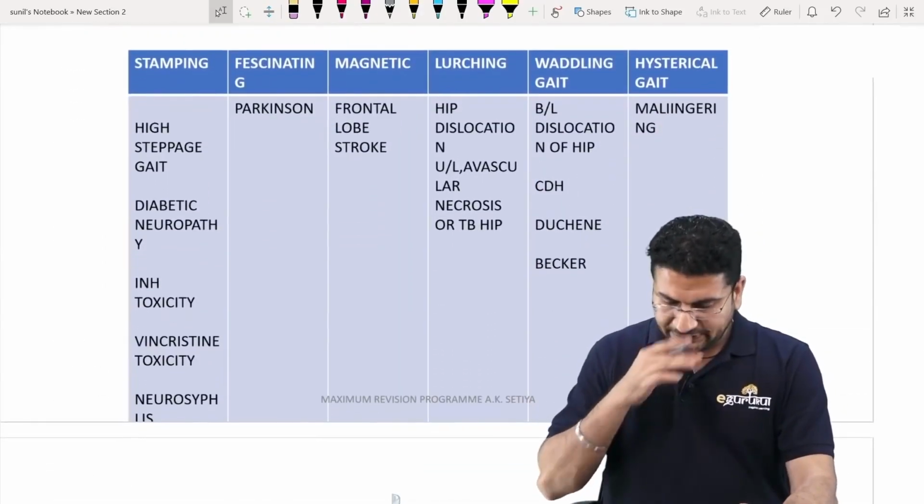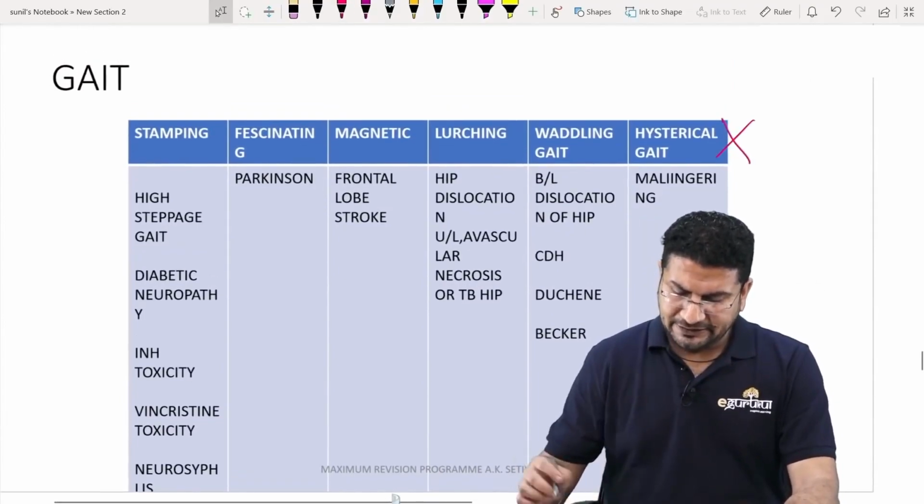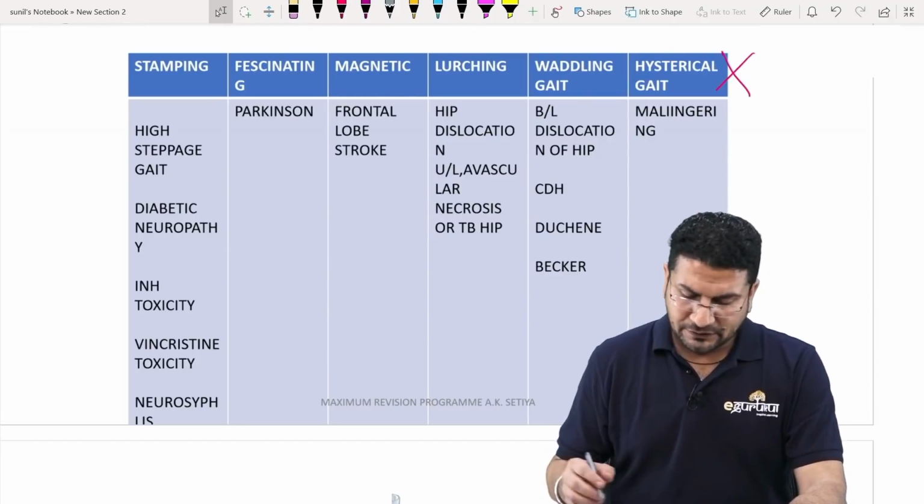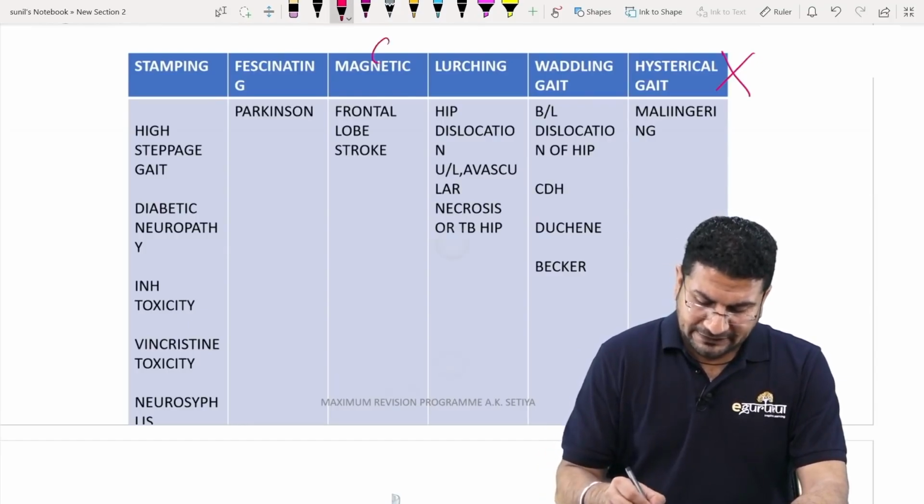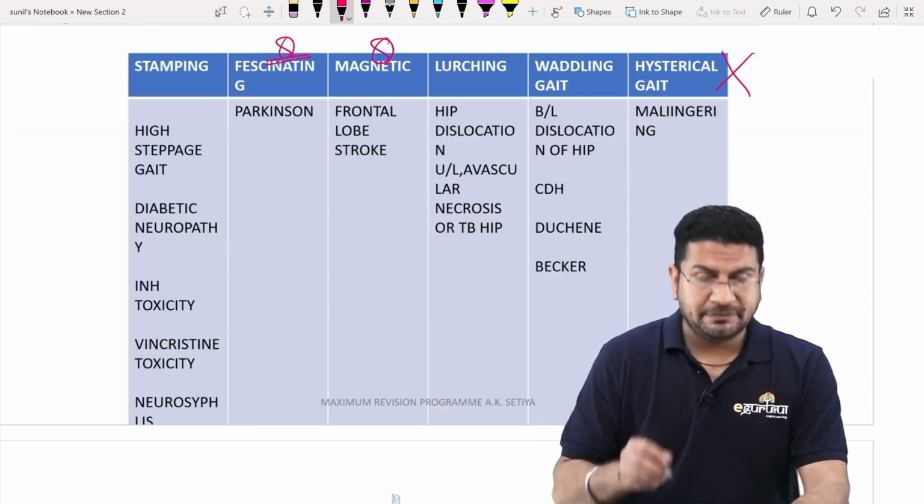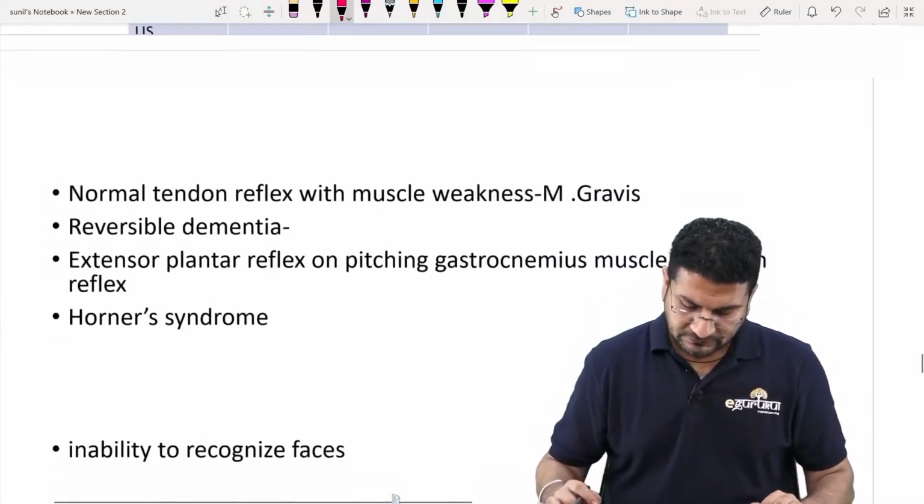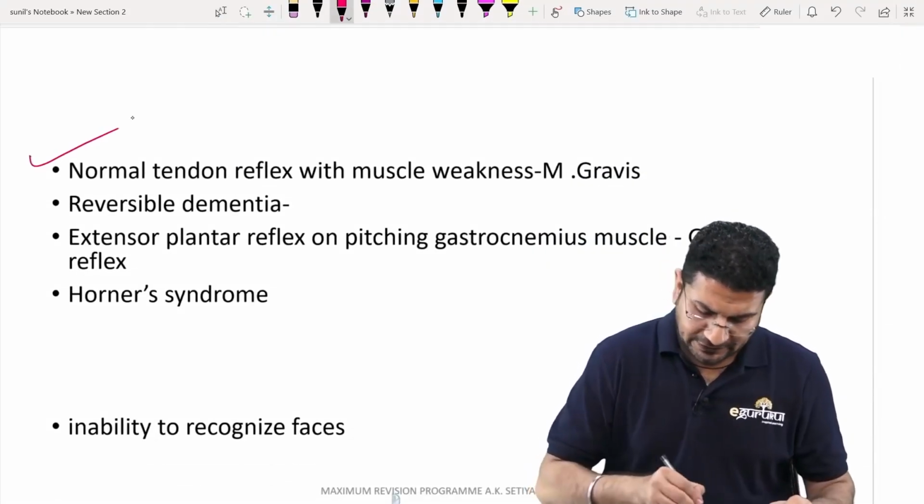Okay, then different types of gaits. Nobody will ask you hysterical gait. Waddling gait is due to bilateral dislocation of hip. Lurching is due to unilateral dislocation of hip. Magnetic gait, these are important, and festinating gait, this is baby step movement. This is seen in Parkinson. Normal tendon reflex with muscle weakness is seen in myasthenia.